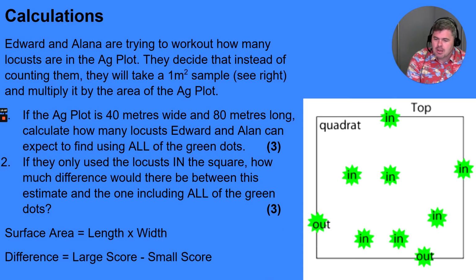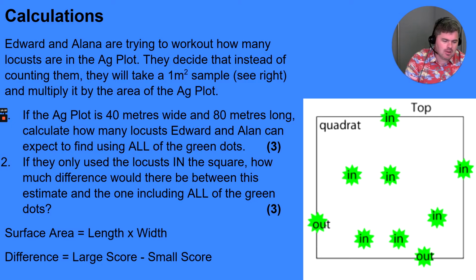Calculations. Edward and Alana are trying to work out how many locusts are in the ag plot. They decide that instead of counting them, they're going to take a 1 meter squared sample, which is seen on the right hand side, and multiply it by the area of the ag plot. So what they're doing is an estimation. If the ag plot is 40 meters wide and 80 meters long, calculate how many locusts Edward and Alana, that was a typo, can expect to find using all of the green dots.